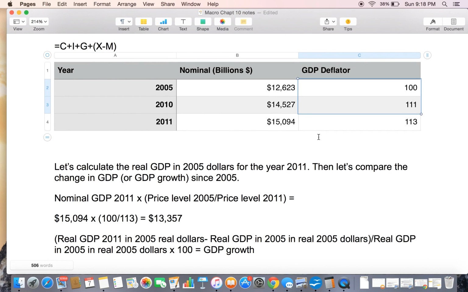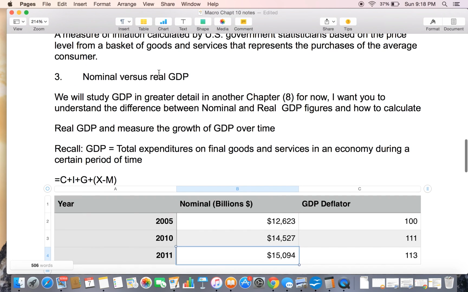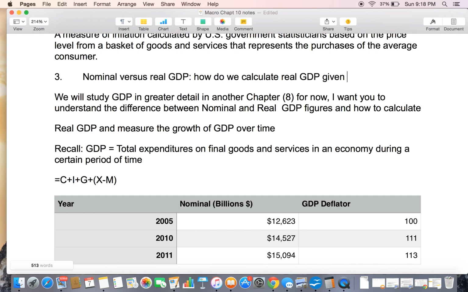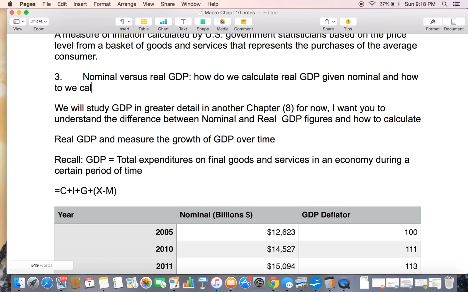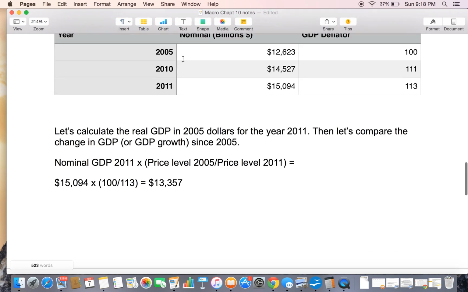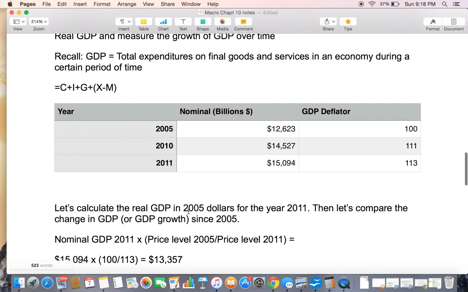So how do we solve for the real GDP, and then how do we see how much growth? When we're looking at nominal versus real GDP, we're asking ourselves two questions. How do we calculate real GDP given nominal? And how do we calculate growth? And we'll be using real GDP to do that, because nominal is going to have the impact of price changes in it. Okay, so let's look at our example.